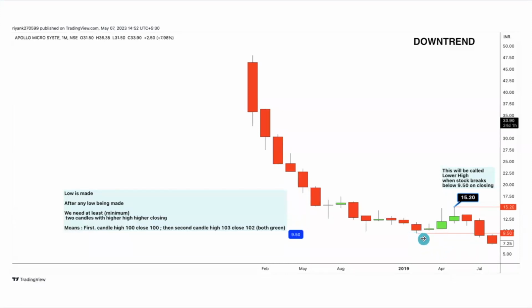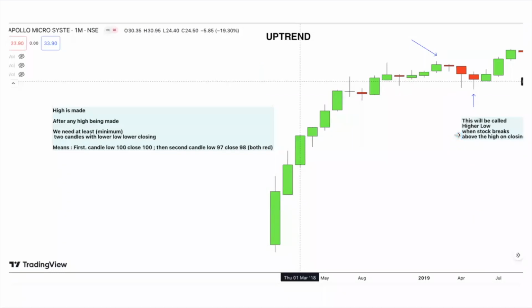And once this low breaks, this high of 1520 is called a lower high. Okay, this is called a lower high. So this is what a typical downtrend looks like. And this is what a typical uptrend looks like.